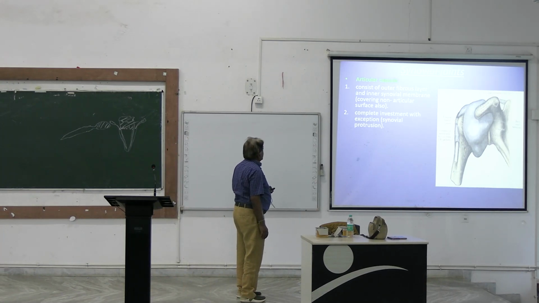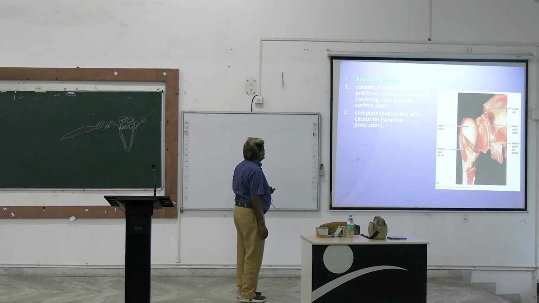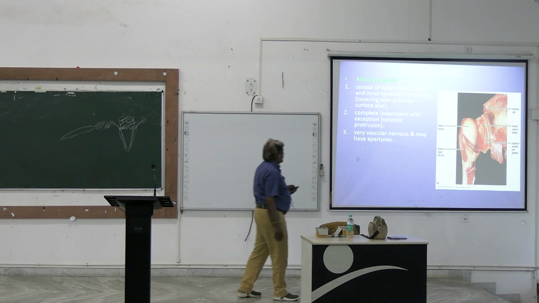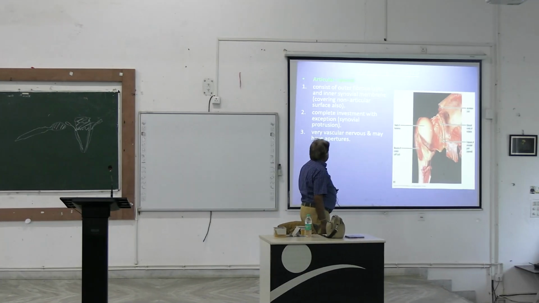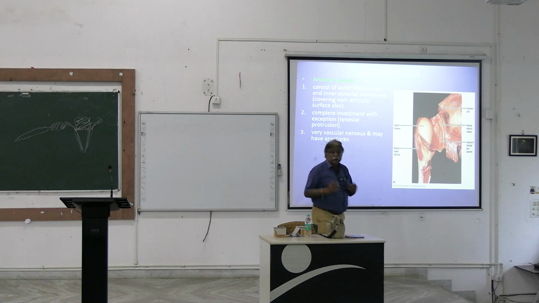Now, complete investment with exception, synovial protrusions. Yeah, the joint cavity is open, very vascular, nervous and may have apertures. See, this is the head of the humerus. You can see the glenoid cavity here of the scapula. Acromion process is cut, and the capsule of the shoulder joint is tapered here. Yeah. And muscle of the rotator cuff is cut. It's cut to expose the joint.